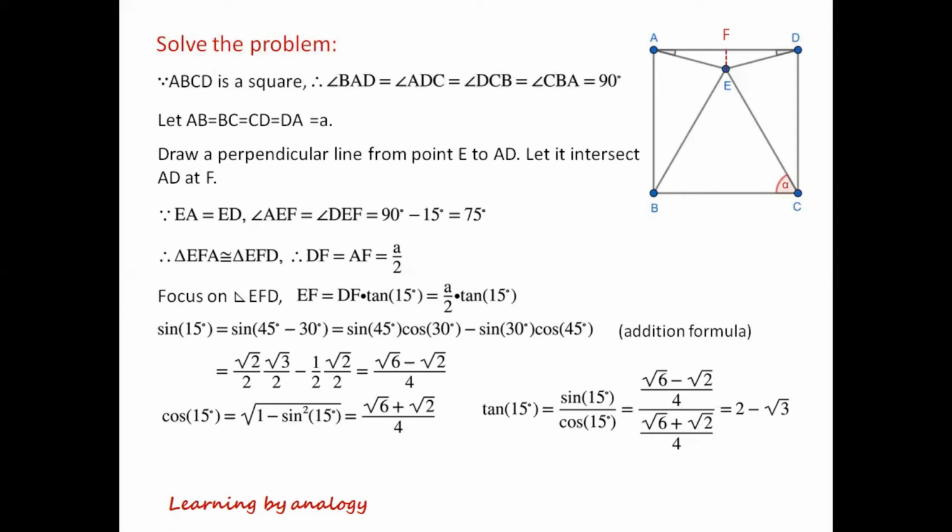Now that we've worked out the values of sine 15 degrees and cosine 15 degrees, we can substitute these values in and work out tan 15 degrees, which simplifies to 2 minus root 3. EF equals A over 2 times tan 15 degrees, which simplifies to 2 minus root 3 times A over 2.